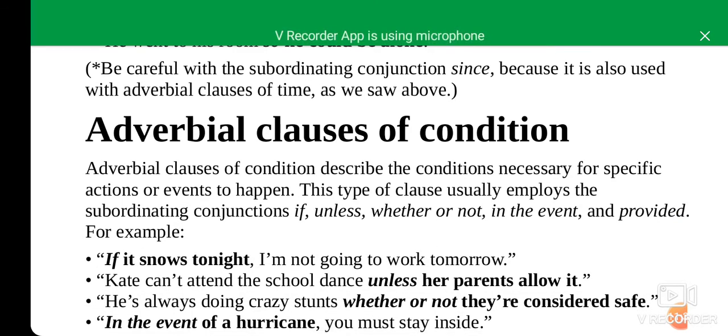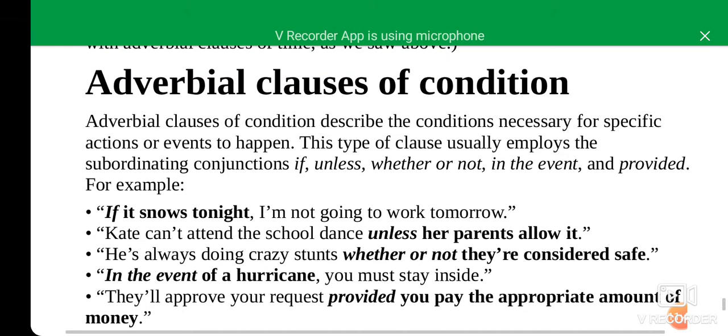Be careful with the subordinating conjunction "since" because it is also used in adverbial clauses of time, as we saw in the above sentences I've already mentioned. Now, adverbial clauses of condition. Adverbial clauses of condition describe the conditions necessary for a specific action or event to happen.